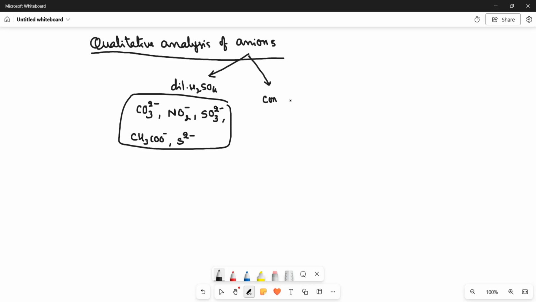There are other ions that react with concentrated sulfuric acid. We shall discuss those in the next video. So in today's class we shall discuss only the preliminary test and confirmatory test of the ions that react with dilute sulfuric acid.